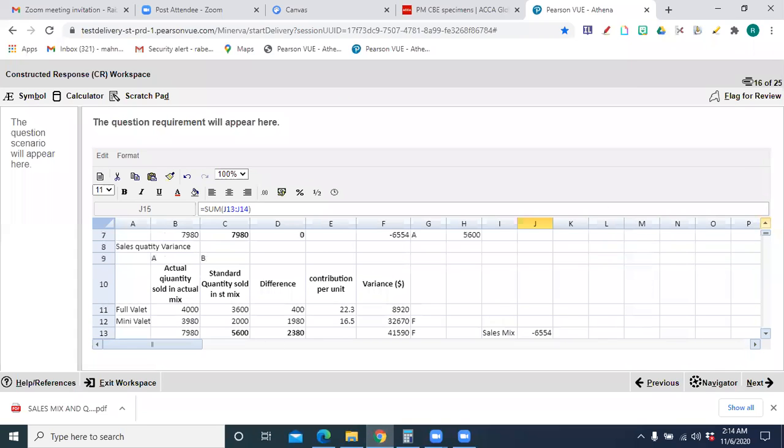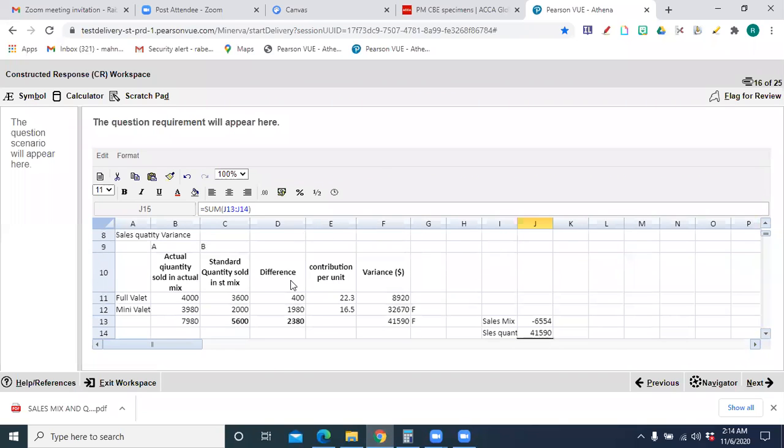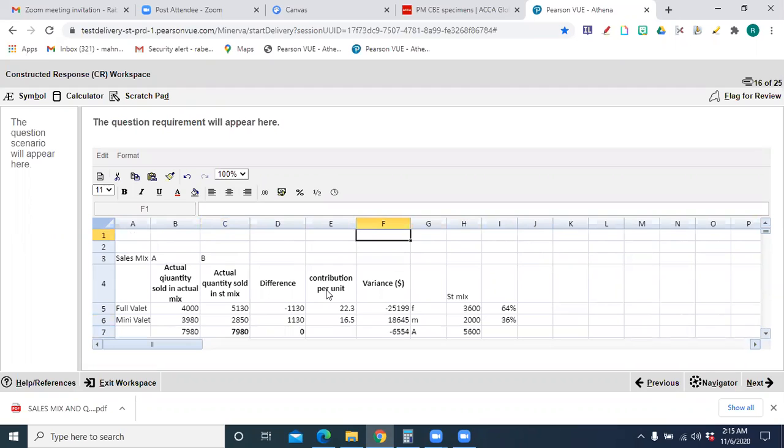Once you're done with sales mix variance, you just copy paste it down and make this change here. Just take the budgeted figures here, budgeted sales units, and it would automatically calculate the sales quantity variance. But always remember to put the actual figures first and then the budgeted figures. Usually in cost calculation, we put budgeted figures first and then the actual figure, so that we know that adverse variance means that actual cost was more than the standard.